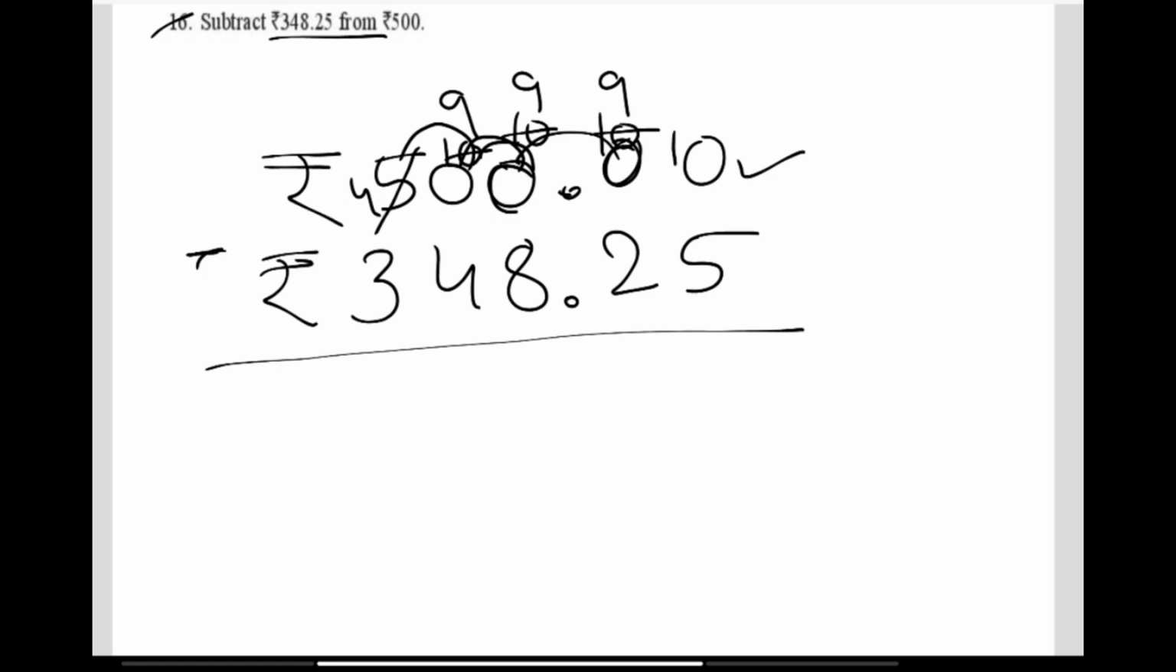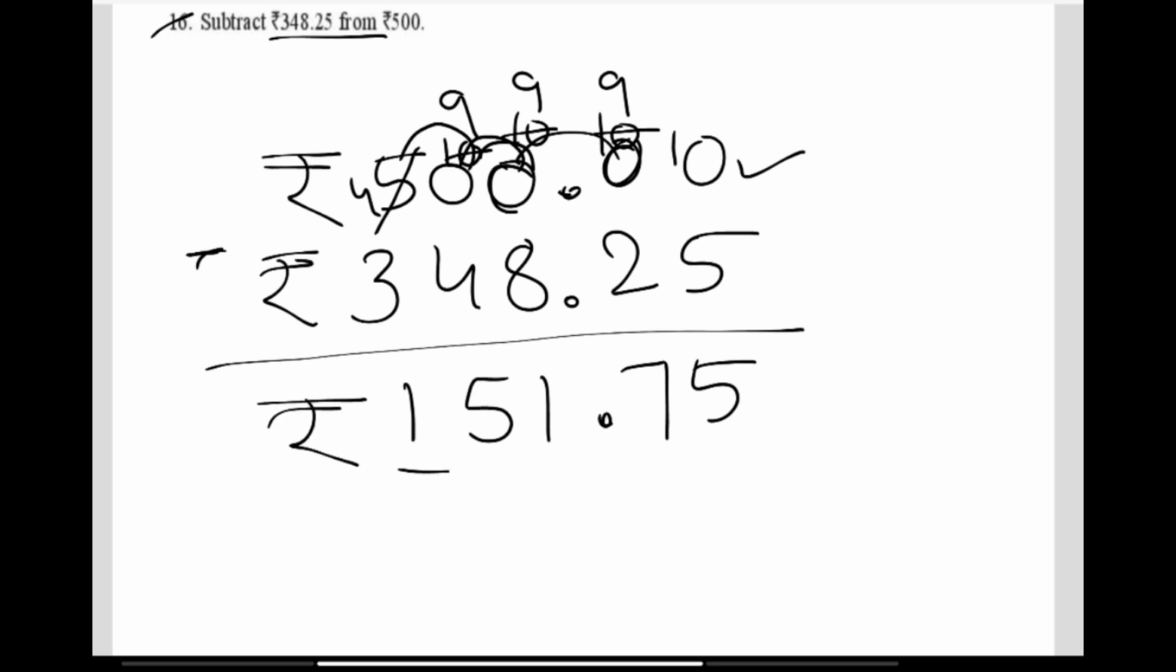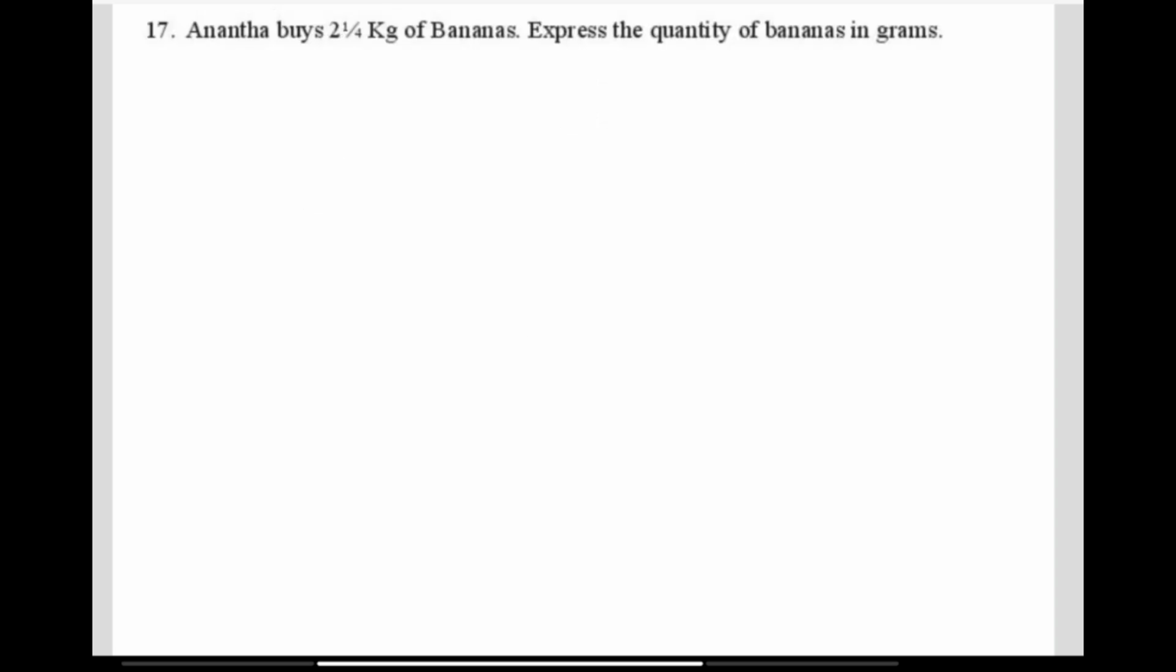So 10 minus 5 is 5. 9 minus 2 is how much? It is 7. We'll put the point as it is. Next, 9 minus 8 is 1. 9 minus 4 is 5. 4 minus 3 is 1. So what is our answer? That is 151.75 paise is our answer. Got it, children? Yes. Now, let's move to the next question.